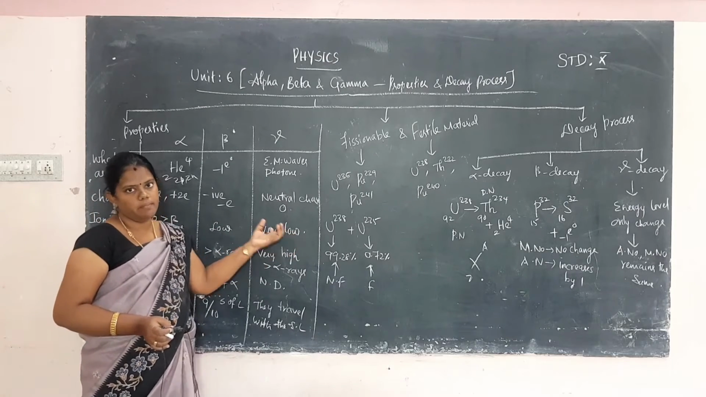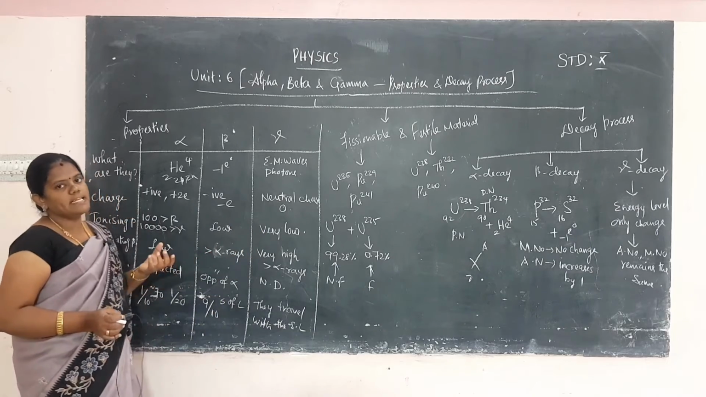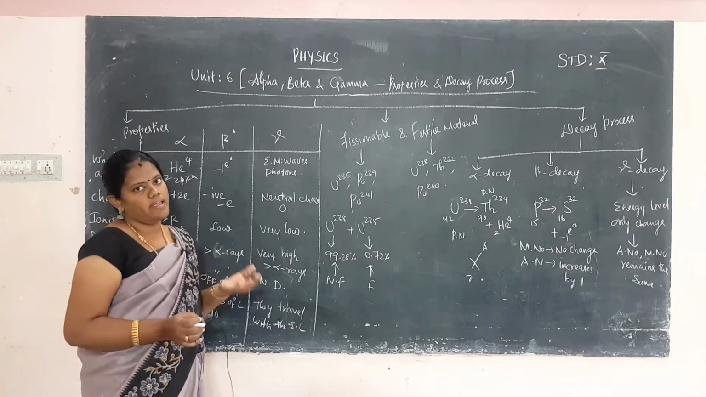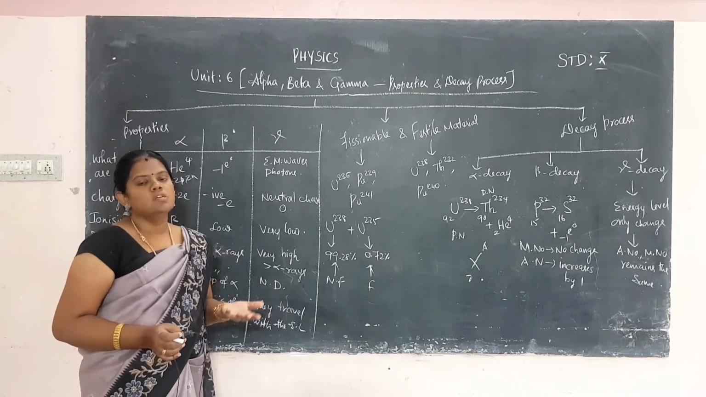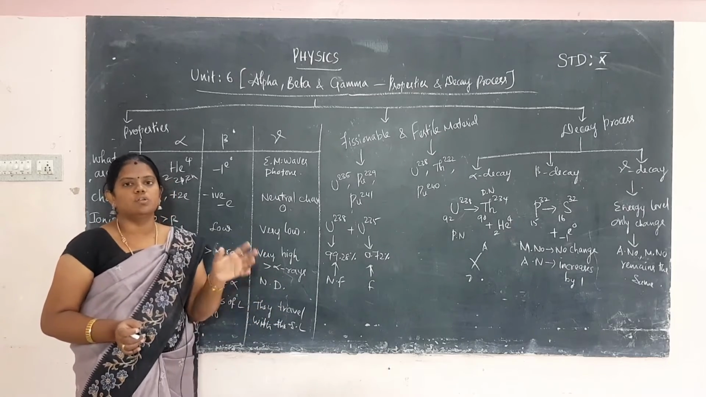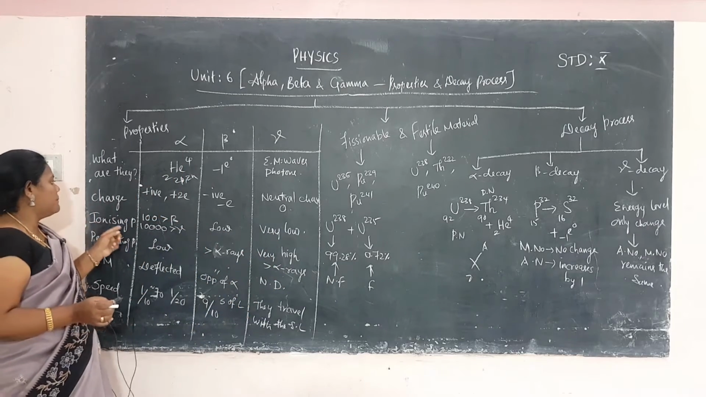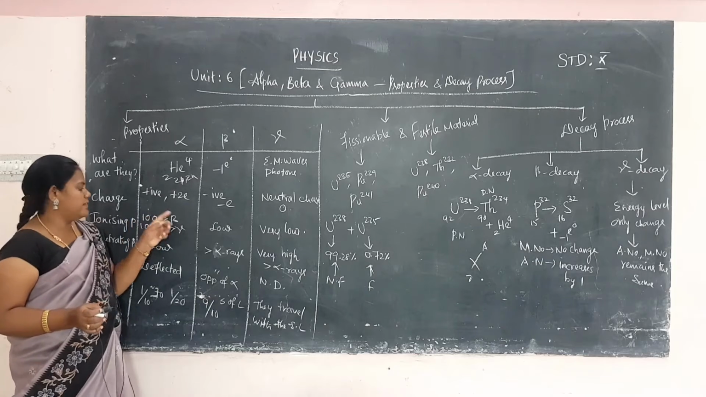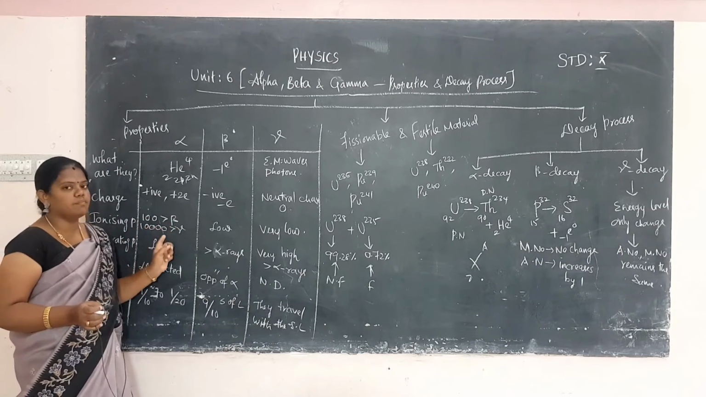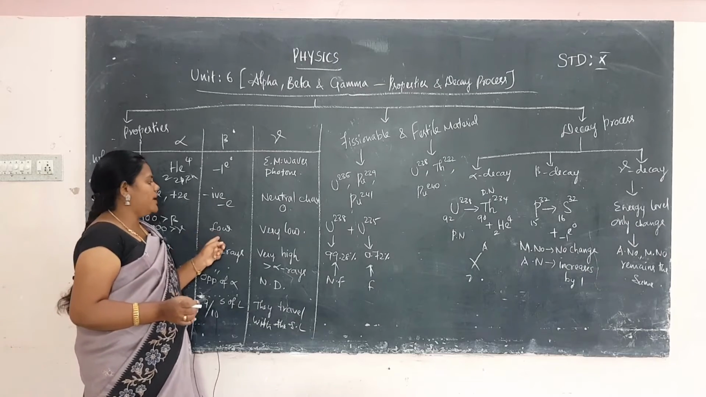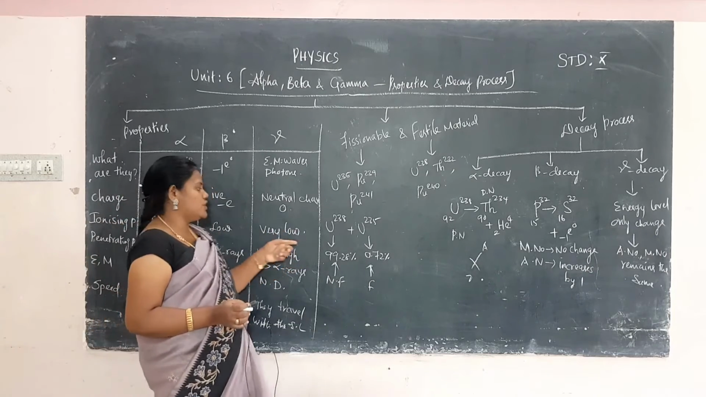Ionizing power is nothing but the sharing of electrons to form ions, positive ions and negative ions. So positive and negative ions are formed by the ionization process. The ionizing power of alpha is 100 times greater than beta, and 10,000 times greater than gamma, which has very low ionization power.